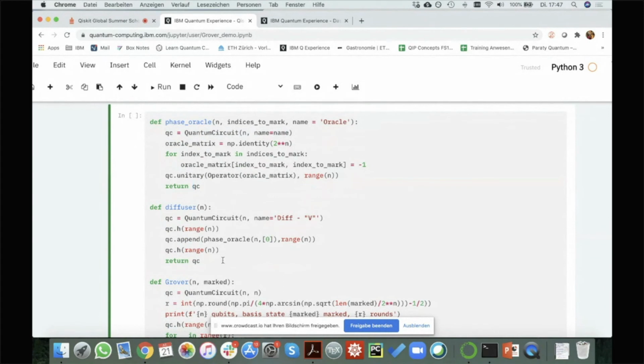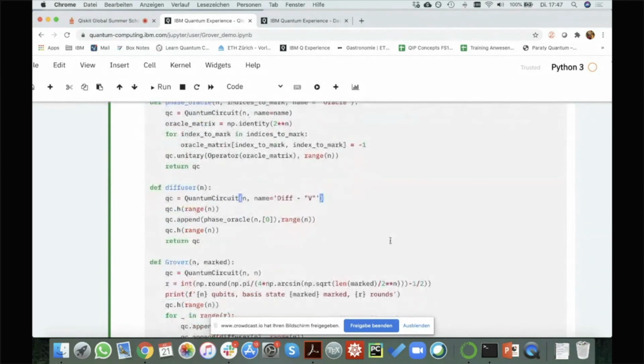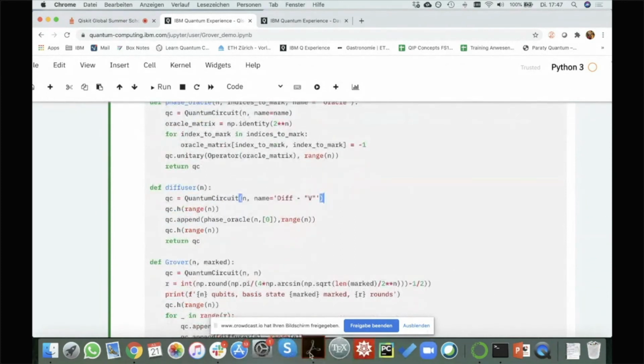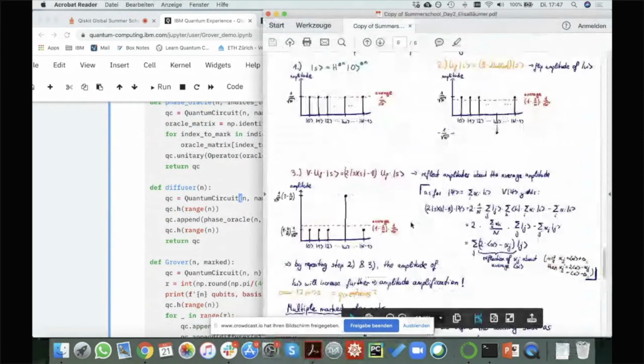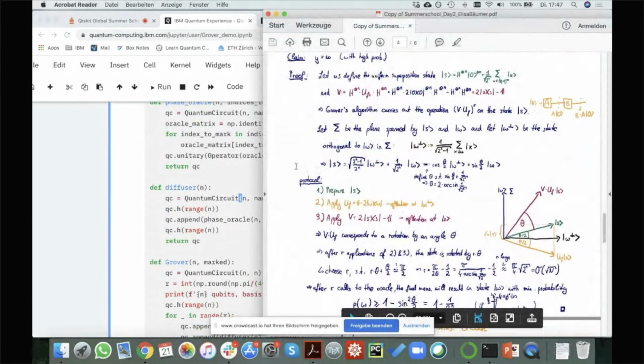Then the other thing that I want to create is the diffuser, which you will see in the Qiskit textbook. They call it the diffuser, which I called V. So we create another quantum circuit. We call it diffuser or V. And now the diffuser, what it does, let's maybe look at the circuit here on the side.